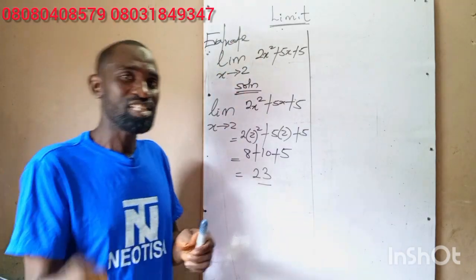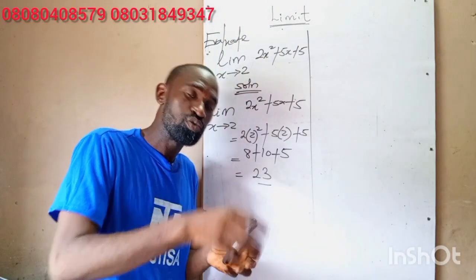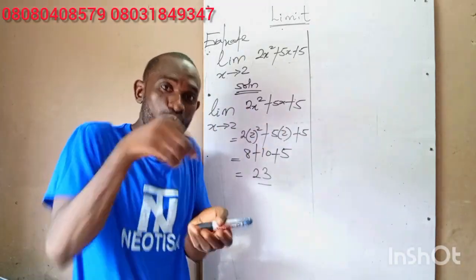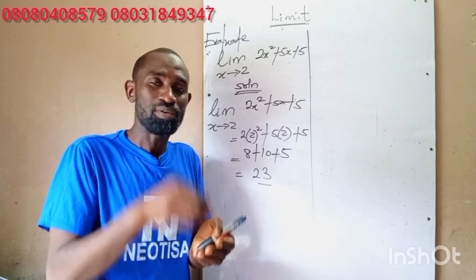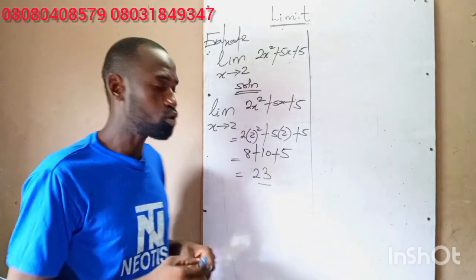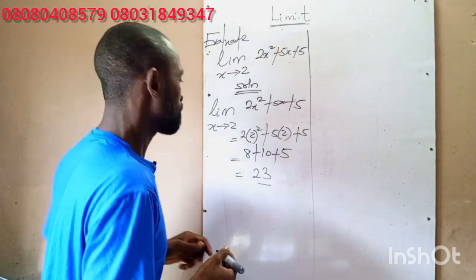Like I told you, it is when direct substitution fails that we're going to use other suitable methods. But I will tell you when to use other methods, and I will tell you how to know that direct substitution cannot work. So let us take another question.